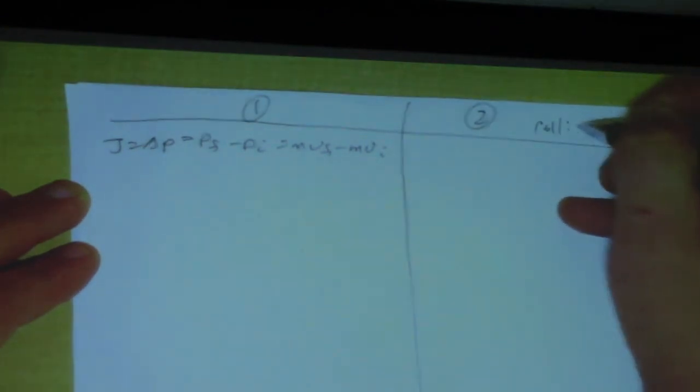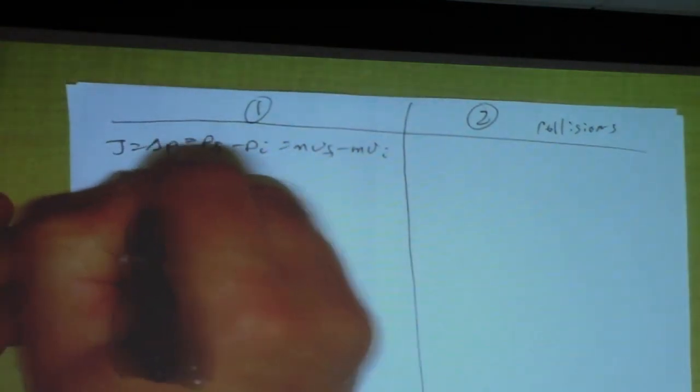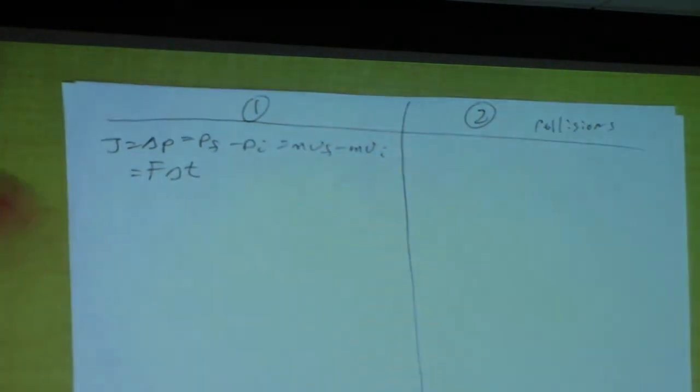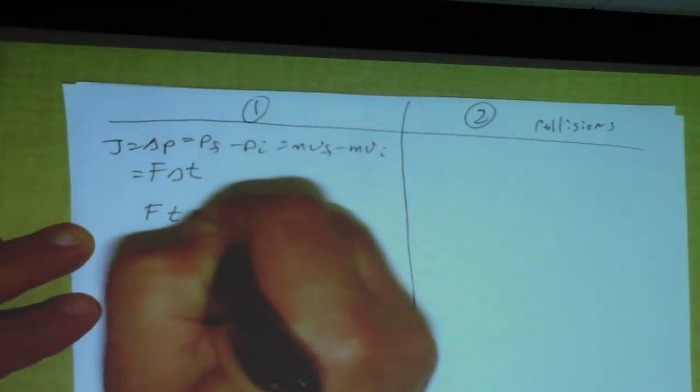Okay. Very good. So I thought we could just start with some problems. Before that, let me give you a little refresher on what we've been doing. We've got this impulse relationship. This is the one genre of problems. We've done a few of those already. And then the other kind are collisions. Oh, forgot a big part of this one. F times delta t. These problems are good for force, time, mass, and velocity.